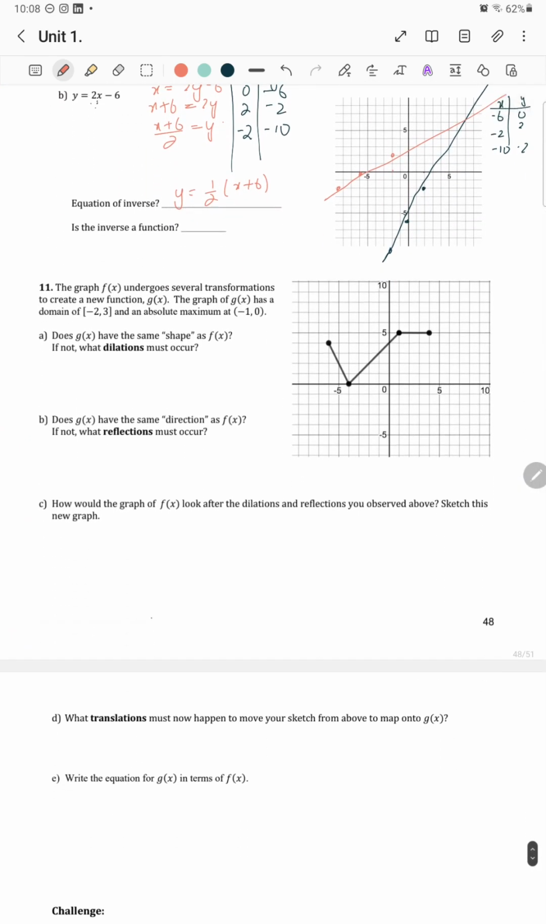The graph of f of x undergoes several transformations to create a new graph g of x. The graph of g of x has a domain of minus 2 to 3 and an absolute maximum at minus 1, 0. Does g of x have the same shape as f of x? If not, what dilations must occur?